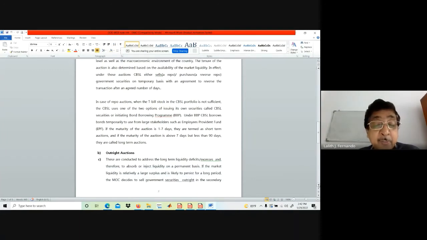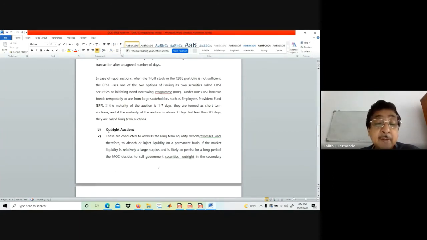Then you have outright type of auctions. Outright means there's no involvement of repo. It's a normal purchase or sale of treasury bills. It is outright, we call them. And here it says, these are conducted to address the long-term liquidity deficit or excesses and therefore to absorb or inject liquidity on a permanent basis. If the market liquidity is a relatively large surplus and is likely to persist for a long period, the MOC decides to sell government securities outright in the secondary market.